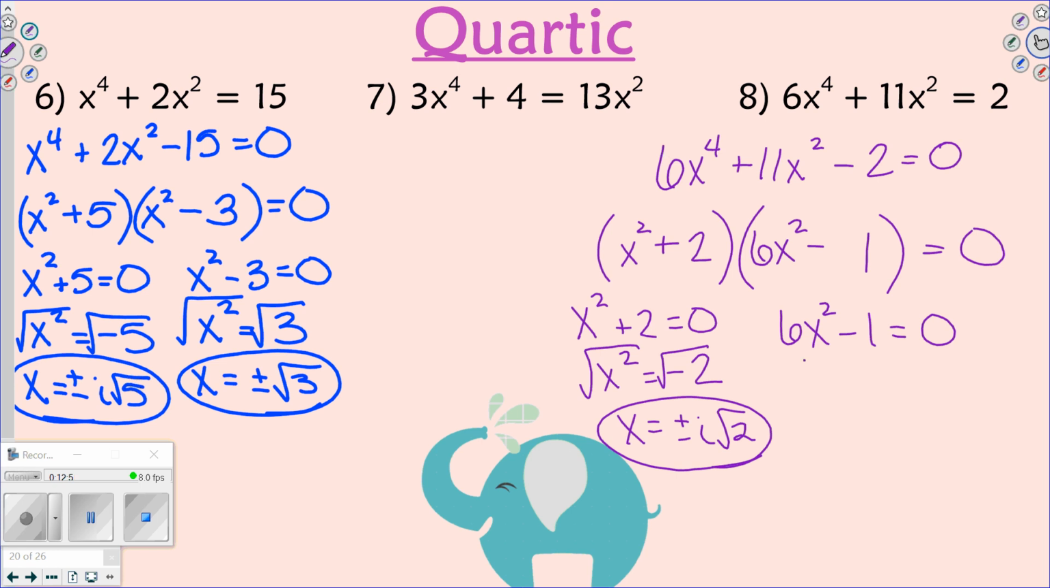Here's where we struggled a little bit. 6x squared equals 1. Divide by 6. So x squared equals 1/6. And some of you did your radical. You just drew a big old giant radical over the whole fraction and left it. How do we take the square root of fractions? Top and bottom. That's how we do those.